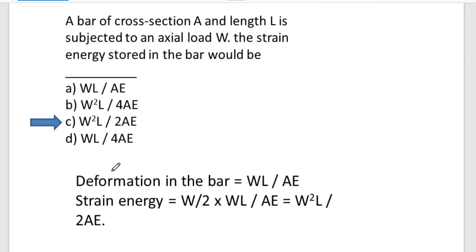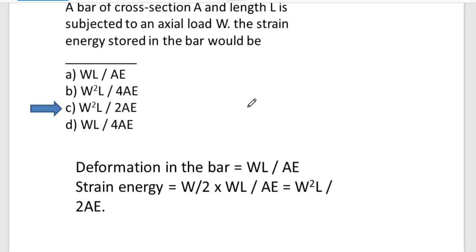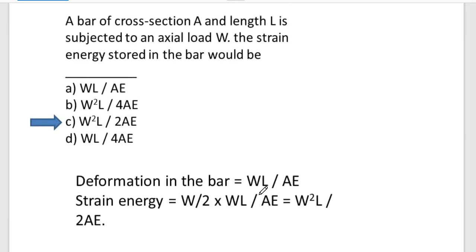Next, a bar of cross section A and length L is subjected to axial load. What is the strain energy? We know deformation is PL by AE or WL by AE, but strain energy is nothing but the deformation into W by 2, right? So deformation is WL by AE and W by 2 we have to multiply, so ultimately we will get W square L by 2AE. So option C is correct.